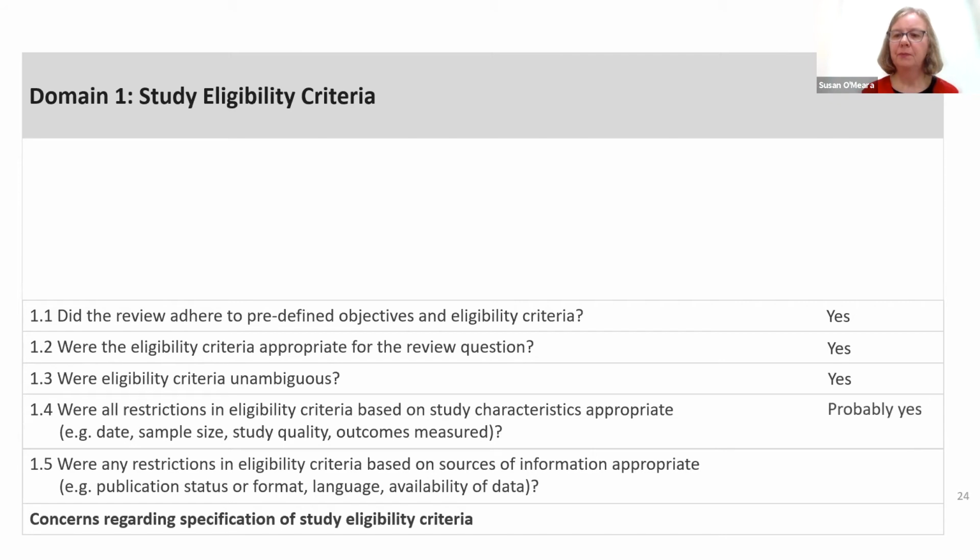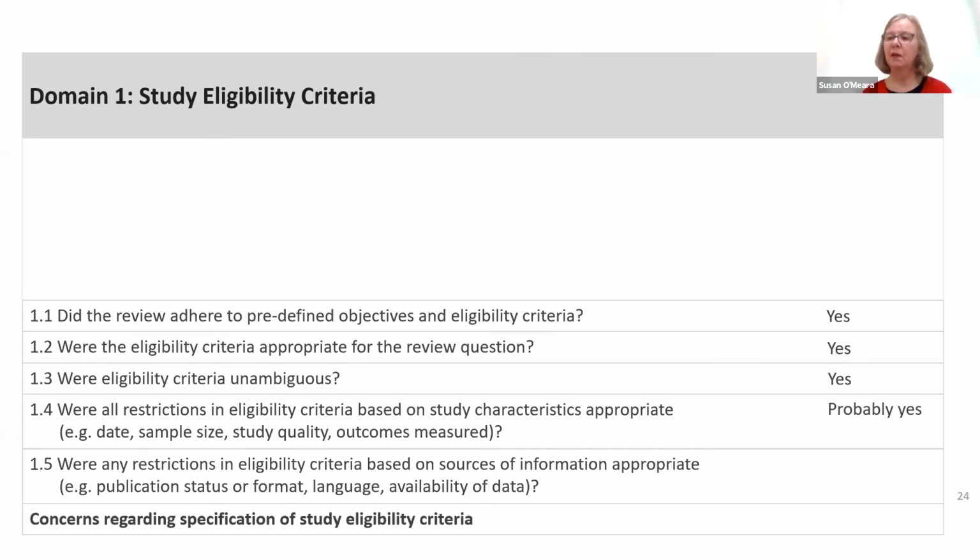And so for that, I put probably yes rather than a yes. They could have looked at additional outcomes, but the ones that they covered probably did the job okay. So the final question looks at whether the restrictions in eligibility criteria based on sources of information were appropriate.